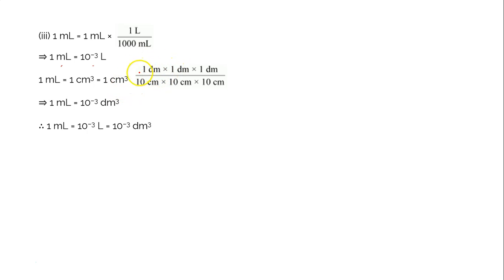1 centimeter cube is equal to 1 centimeter cube into 1 dm. Observe this, divided by 10 into 10 into 10 centimeters, which is 10 to the power 3 over here. But if you get this into the numerator, it's going to be 10 to the power minus 3, which means 1 milliliter, which is equal to 1 centimeter cube, in turn is equal to 10 to the power minus 3 dm cube. So 1 milliliter is 10 power minus 3 liters, and it is equal to 10 power minus 3 dm cube.